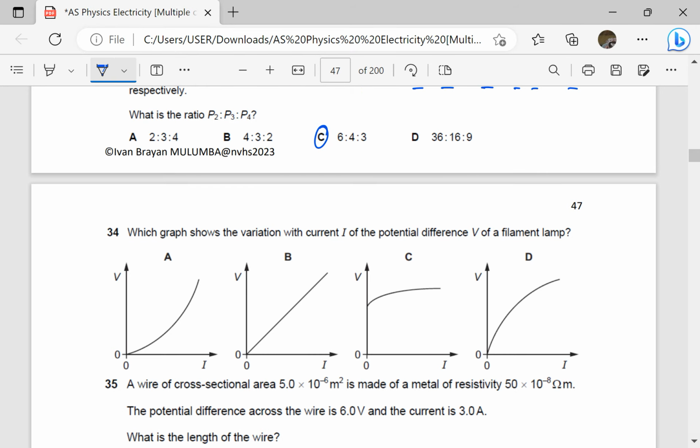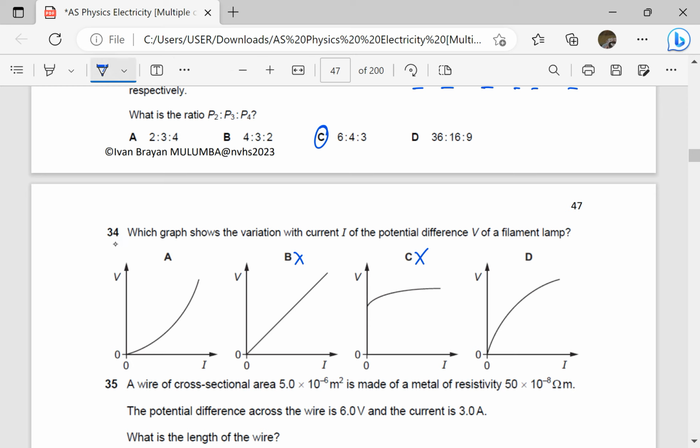Which graph shows the variation with the current I of the potential difference of a filament lamp? At this point now we know the IV characteristic of a filament lamp. So this is wrong, that is wrong, that is wrong. The answer is going to be D. Oh, it is V against I, so it is the other way around. If it was I against V, it would be D. It is V against I, so it is A.